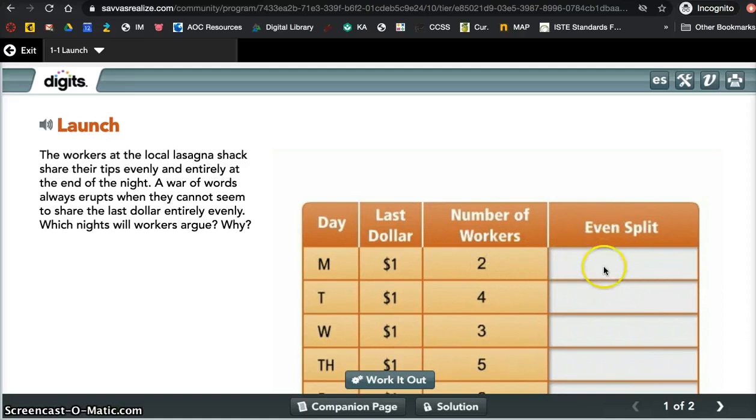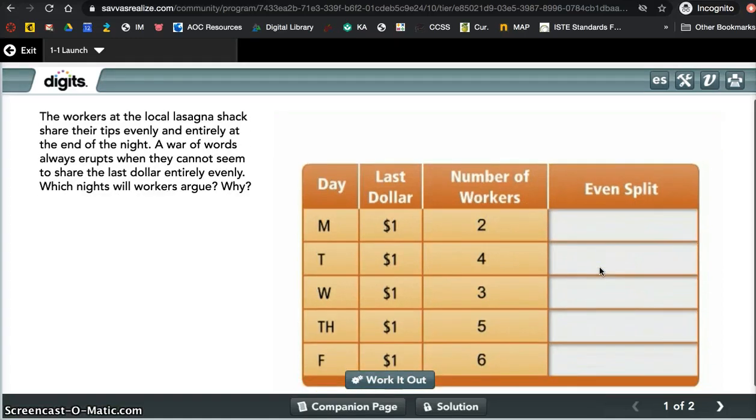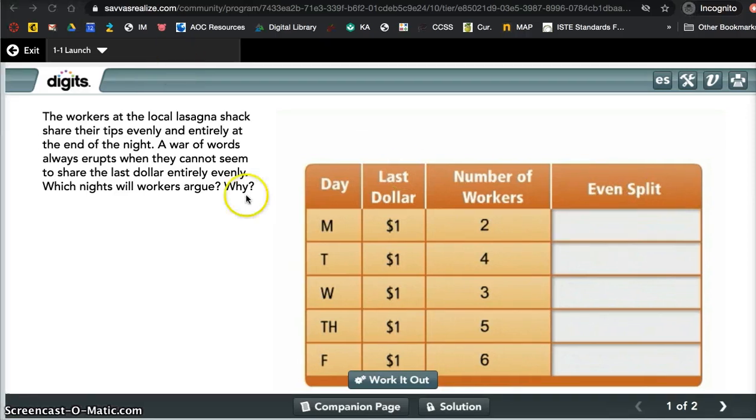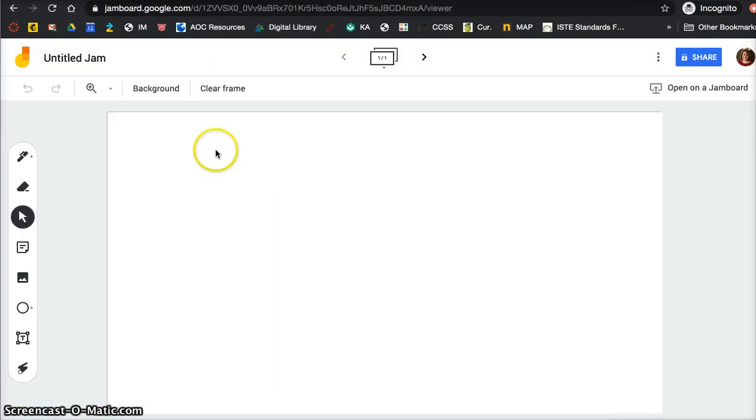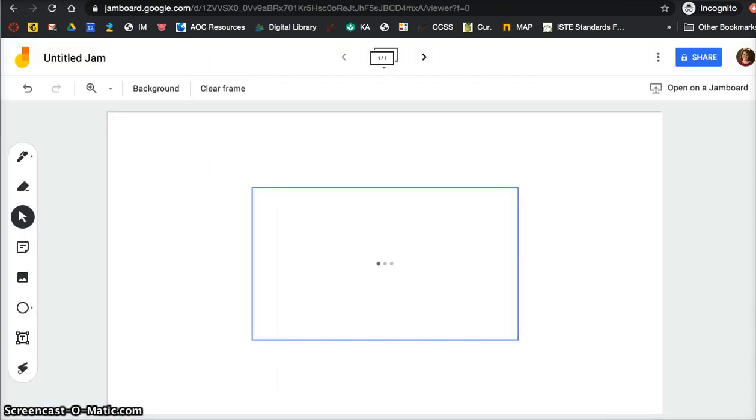Will there be an even split? How much would they split that dollar to be if they're sharing it evenly and there's 2 workers? How would they split that? How much would each worker get? So we're going to write how much each worker would get in this even split section. So you can go ahead and pause this video and then try these questions on your own. And then we'll go ahead and do them together on our notepad.